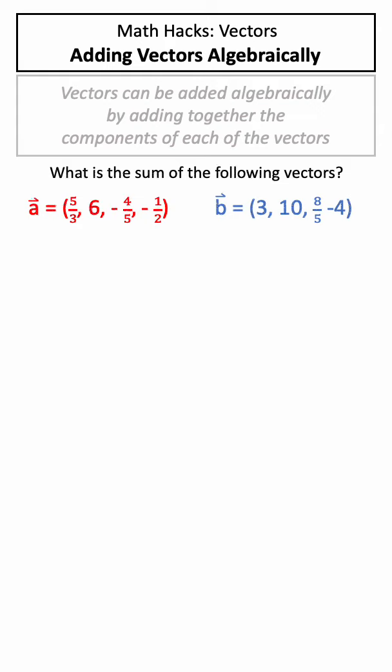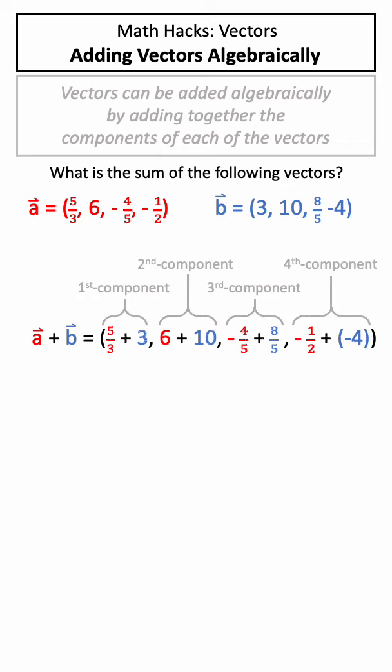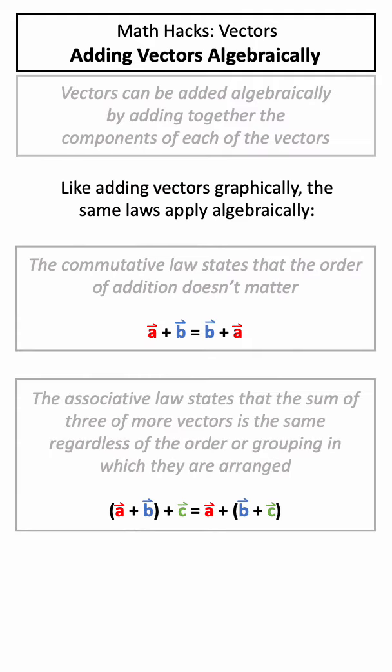Looking at a problem that would be impossible to graph because it has 4 dimensions and also difficult with the fractions, if we follow these same steps algebraically, we can easily add together the vector components and find the vector sum. Like adding vectors graphically, the commutative law and the associative law both apply to adding vectors algebraically as well.